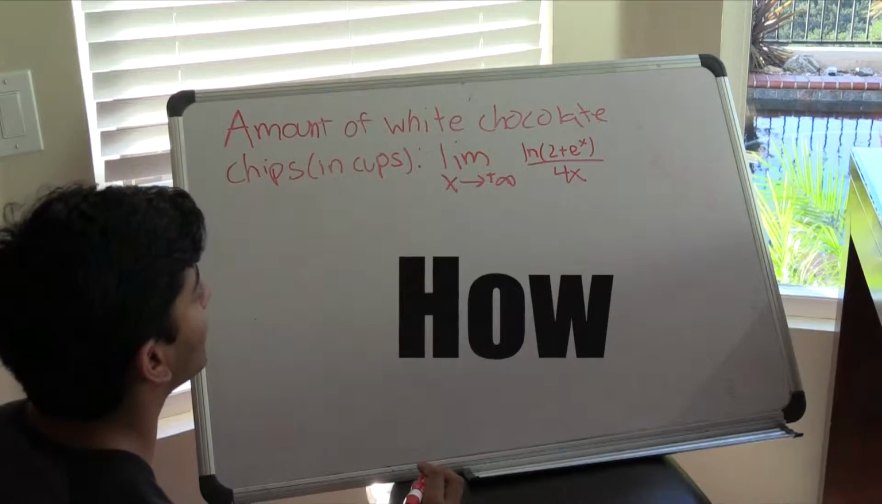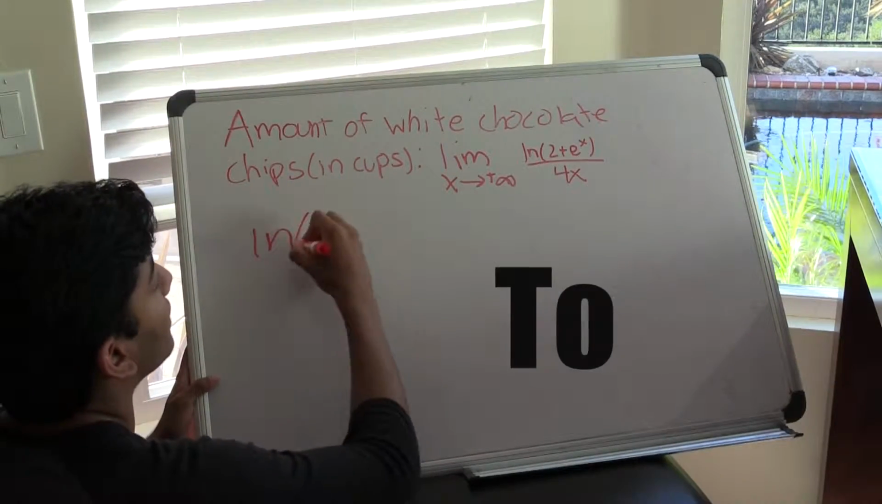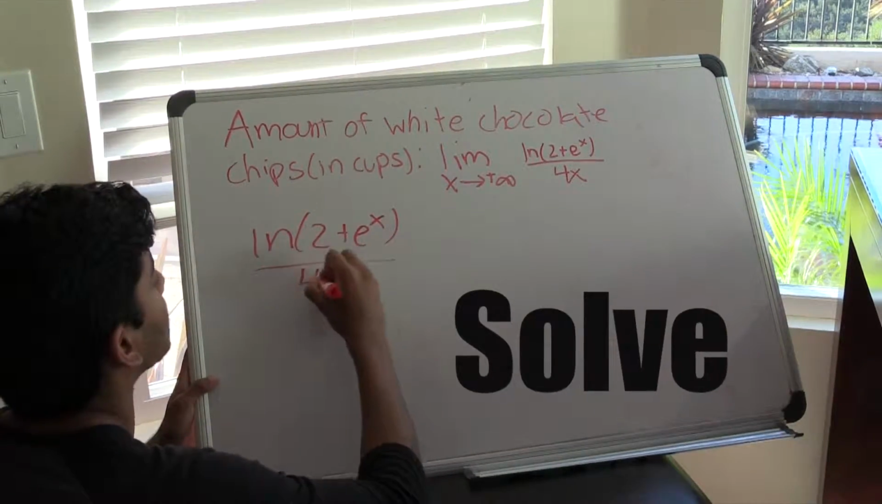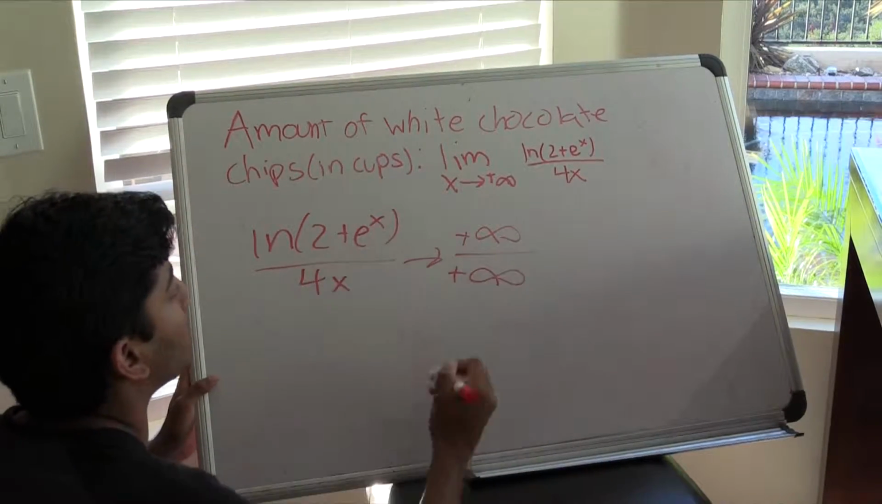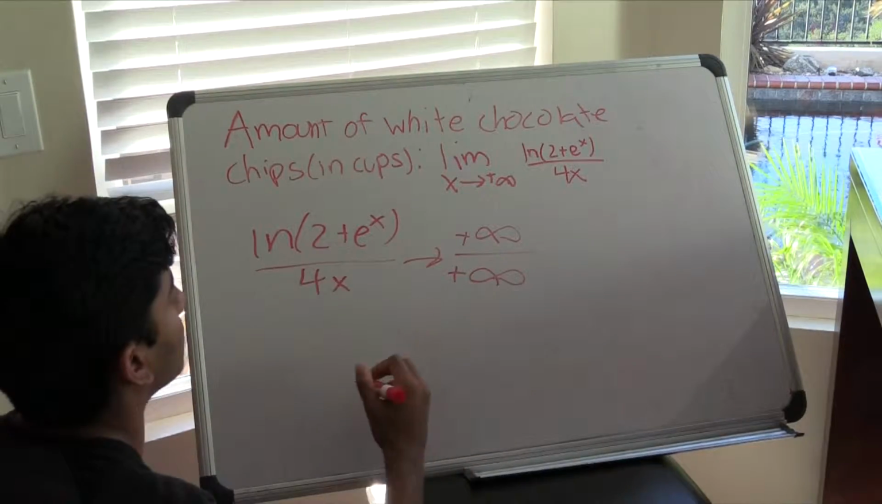Okay, so for this problem, you're going to want to use L'Hopital's rule. So you have the ln of 2 plus e to the x over 4x. So if you plug in infinity here, you still get positive infinity. And then multiplying by a constant won't change anything, so you still have positive infinity. So you have an indeterminate form. So now you could take the derivative of the top and the bottom.